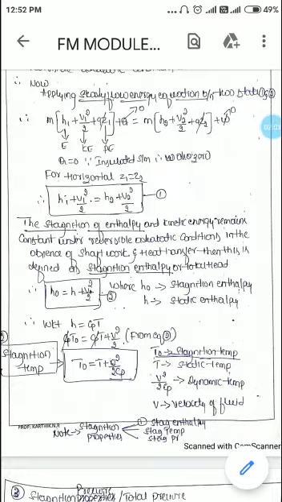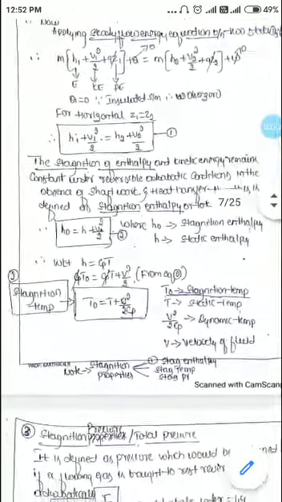Under reversible adiabatic conditions, the stagnation enthalpy, that is enthalpy plus kinetic energy, remains constant in the absence of shaft work and heat transfer. This is called the stagnation enthalpy, or total head. Therefore, h0 is equal to h plus v square by 2, where h0 is called the stagnation enthalpy and h is called the static enthalpy.